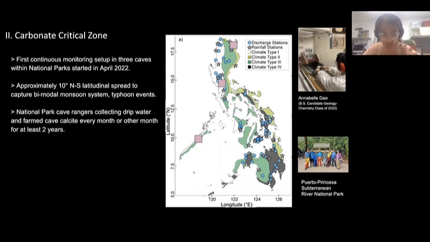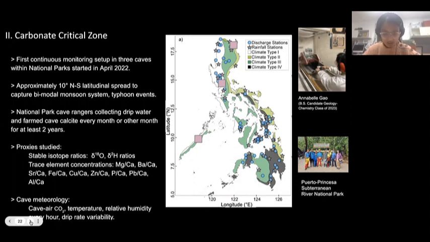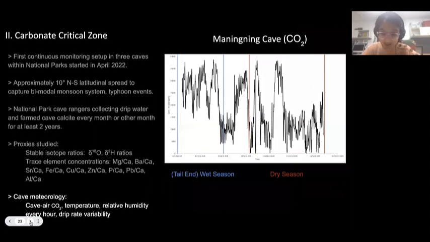So we are collecting drip water at least every month or every other month for at least up to 2 years. In addition to that, some of the proxies that we are interested in analyzing are stable isotope ratios, as well as trace element concentrations, which I will talk a little bit about in the next couple of slides. And we are also actively monitoring the cave meteorology by monitoring cave air carbon dioxide levels, temperature, relative humidity, and drip rate variability.